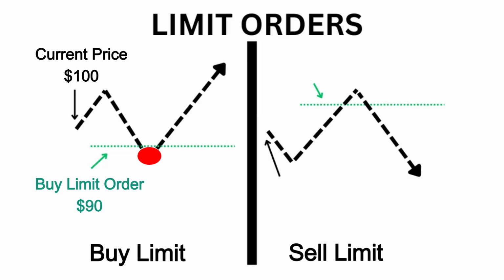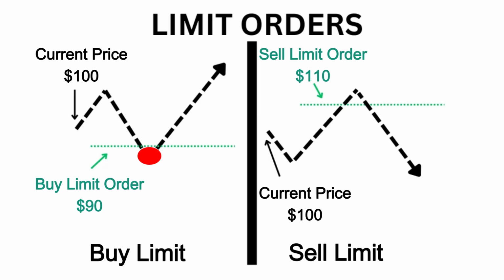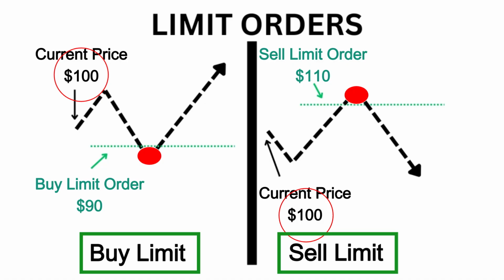Similarly, a sell limit order. Let's say you want to sell at 110. So you will place a sell limit order of 110. It means if the market touches 110 or above that, your sell limit order will fill. So now you understand what is a buy limit order and what is a sell limit order. Now a market order means if it is 100, then obviously your order will fill at 100 only. So now you understand what is a market order, a buy limit order, and a sell limit order. In this case, we'll talk about only buy limit orders and sell limit orders.